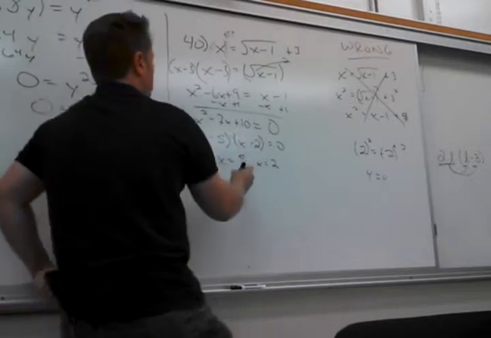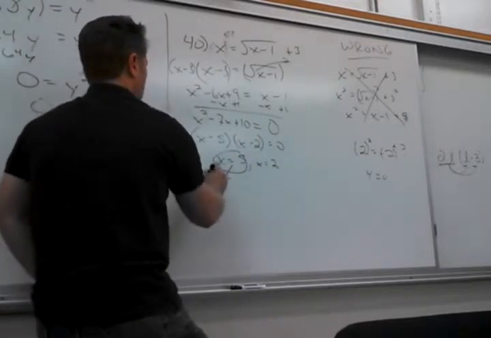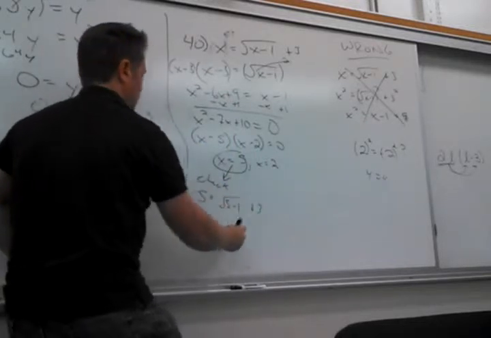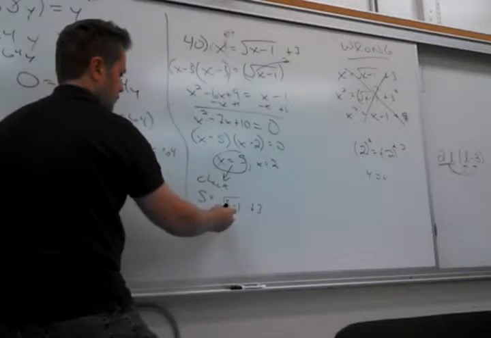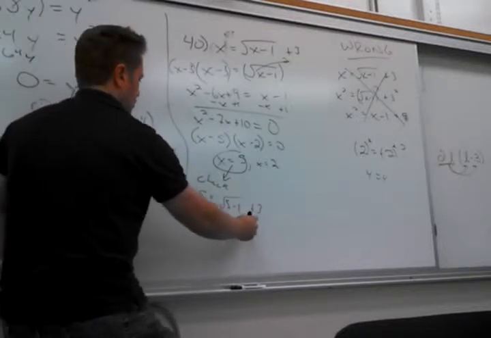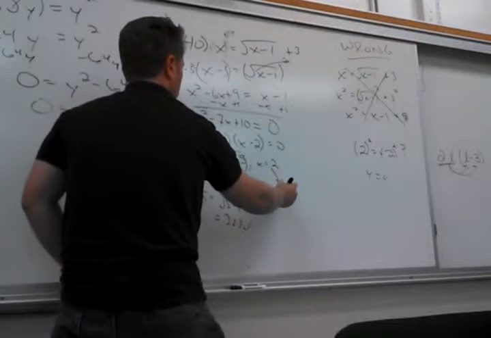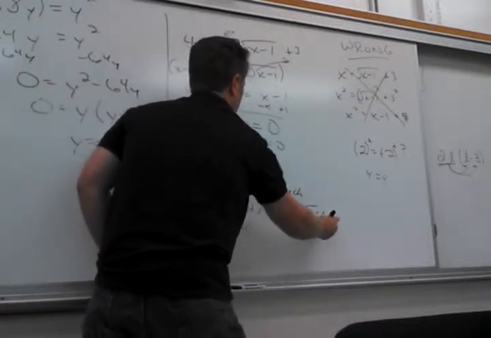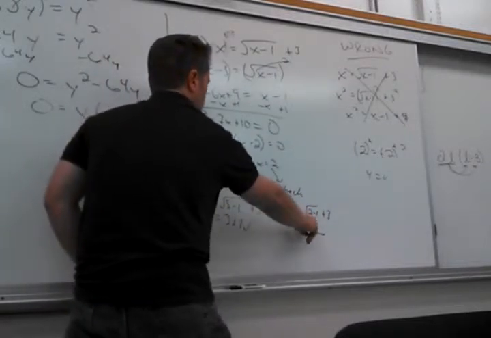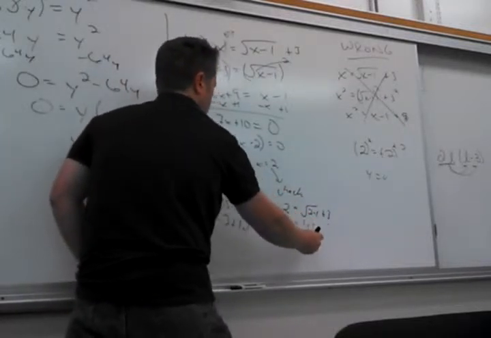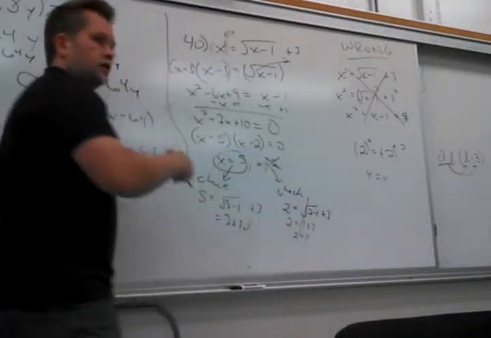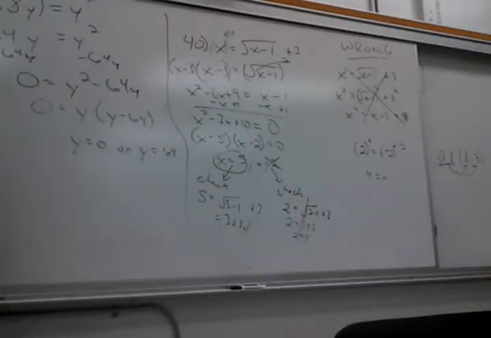So let's see what happens if you put a 5 in. I get 5 equals the square root of 5 minus 1, plus 3. Yeah, works. What's the square root of 5 minus 1? 4. So the square root of 4 is 2, plus 3. Check. So if I check 2, I get 2 equals the square root of 2 minus 1, plus 3. 2 equals 1 plus 3, equals 4. 2 equals 4? No. So then that's not it. You just cross through it. Make it very clear to me your check and what the real answer is.